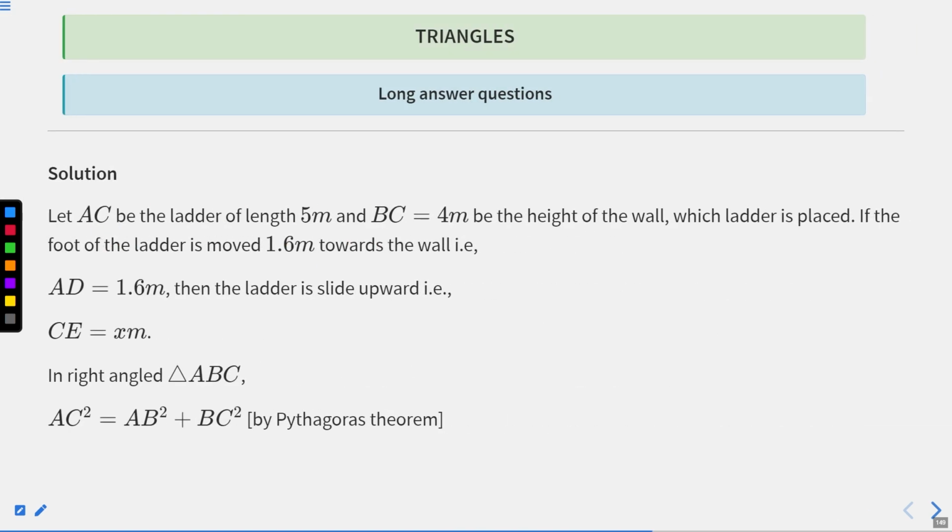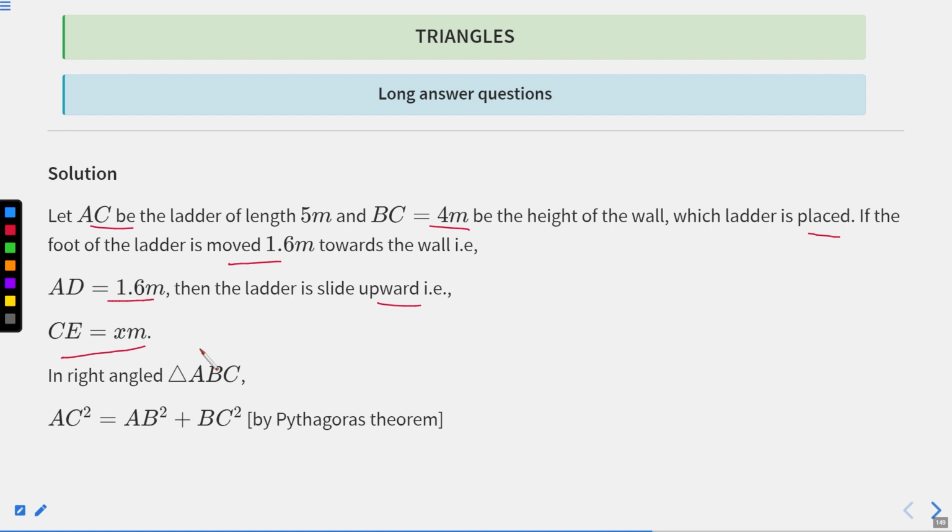Here let AC be the ladder of length 5 meter and BC equal to 4 meter be the height of the wall on which the ladder is placed. If the foot of the ladder is moved 1.6 meter towards the wall, that is AD is equal to 1.6 meter, then the ladder slides upward, that is CE is equal to x meter.